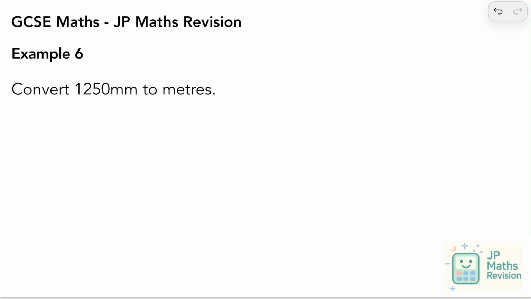Here's another example. So we're going from 1,250 millimetres to metres. So to do this, I'm going to first put 1,250 millimetres into centimetres. So to do that, I'm going to divide by 10 because there are 10 millimetres in a centimetre. So this is going to be 125 centimetres. And then to get from centimetres to metres, because there are 100 centimetres in a metre, I divide by 100. So it's going to be 1.25 metres. So the answer to this question is 1.25.